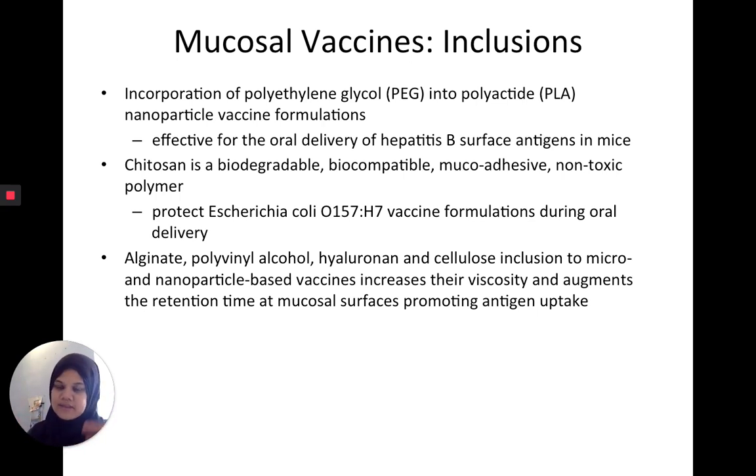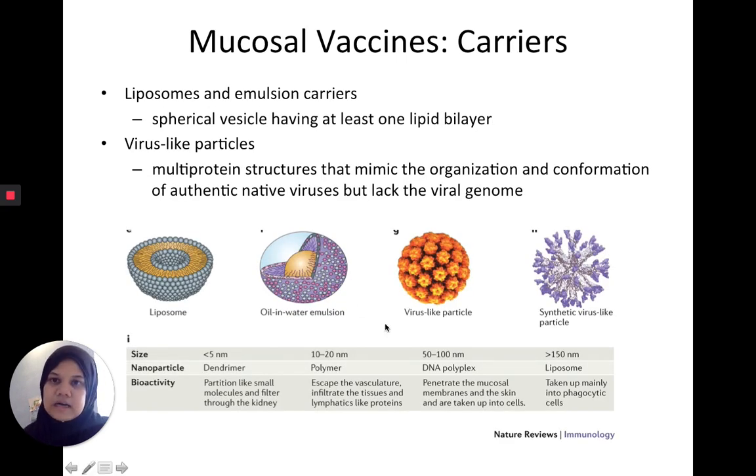So they have to do certain things to the vaccine so that it gets retained a bit longer and has a chance to actually be uptaken. There are other carriers being looked at for mucosal vaccines, like liposomes. These are basically vesicles composed of lipid bilayers. They can also use virus-like particles. These are protein structures that look like viruses, but they don't have the genetic material of viruses, so they just contain the antigens.